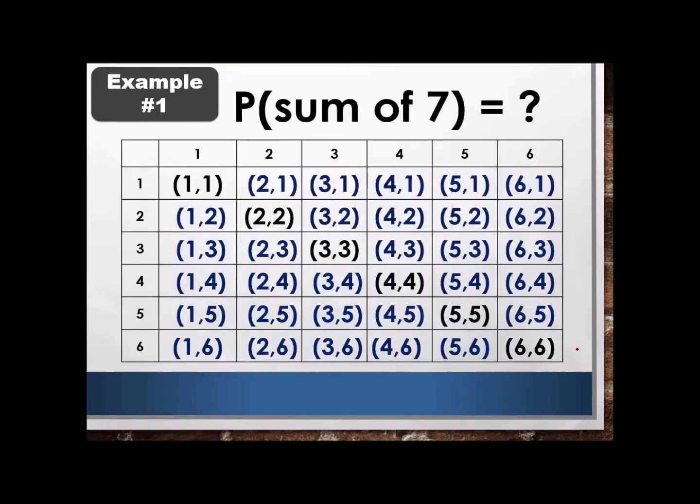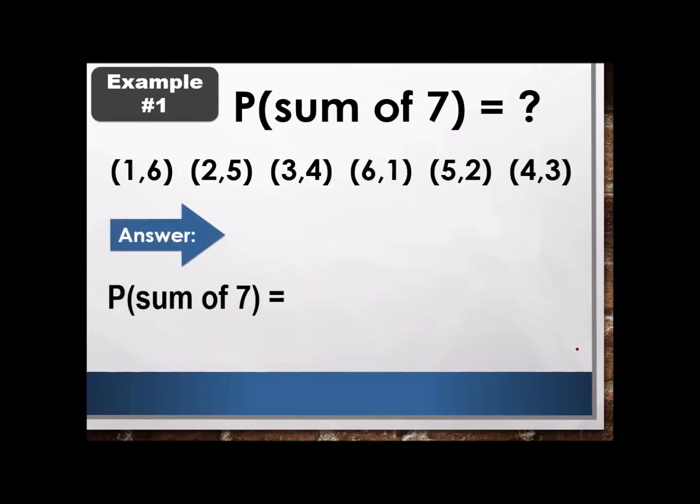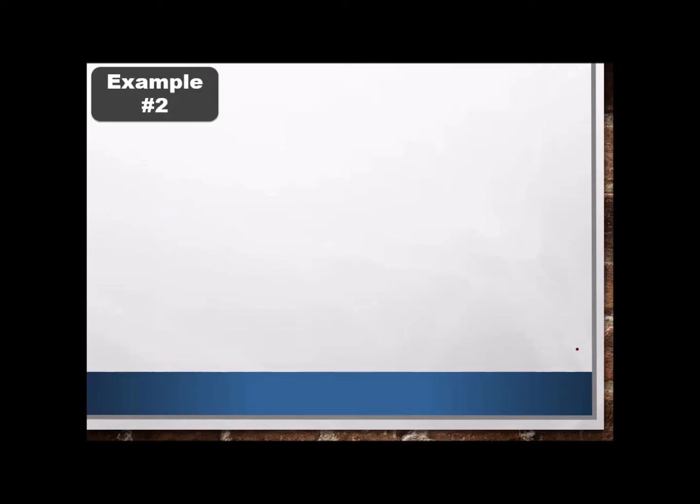Find the probability of getting a sum of 7. Pag daw pinag-add mo, ang sagot ay 7. Ano-ano yun? We have here 1, 6, 2, 5, 3, 4, 4, 3, 5, 2, and 6, 1. Ilan lahat yan? We have here 6 possible outcomes out of the 36. Pag sinimplest form, we have 1/6 or in percentage, that is 16.67%.